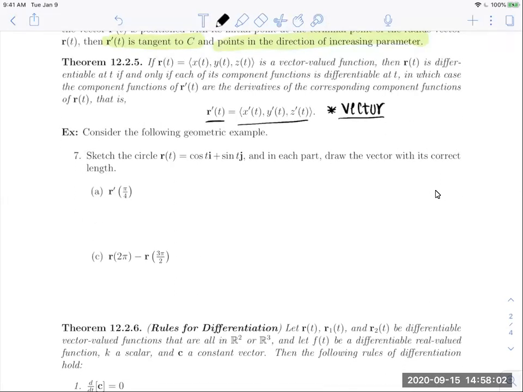All right, so let's take a look at an example here. We want to sketch the circle that's defined by cosine t i hat plus sine t j hat. And then what we want to do is we want to sketch the vector in parts A and C on that circle to see the geometric interpretation here. So let's start by sketching this circle.